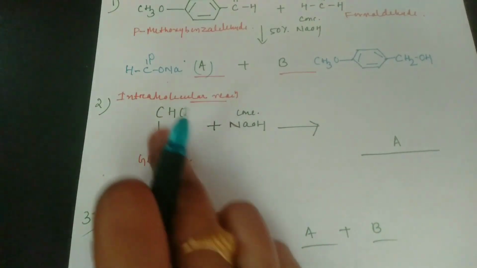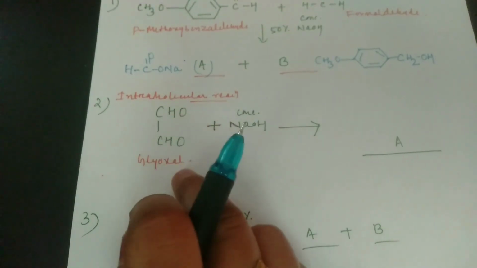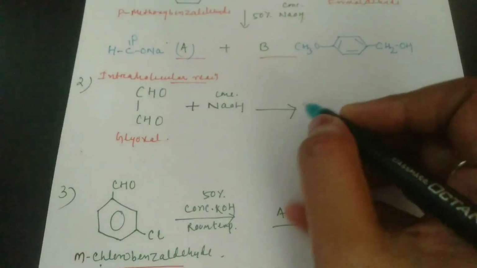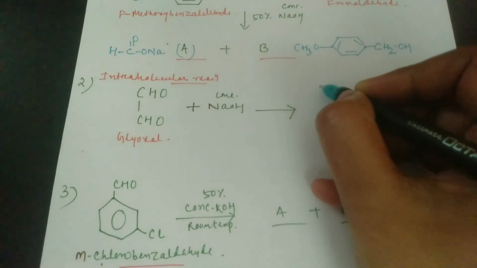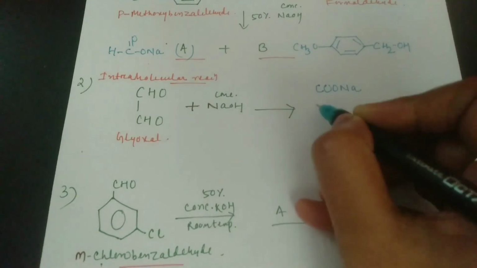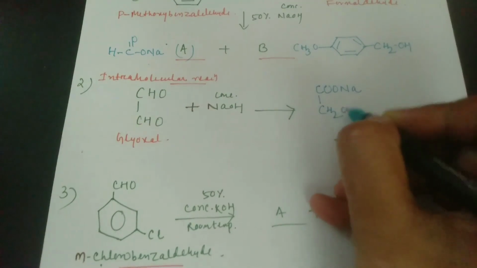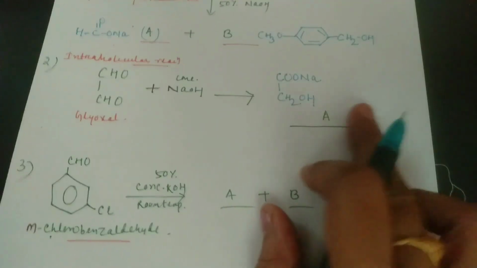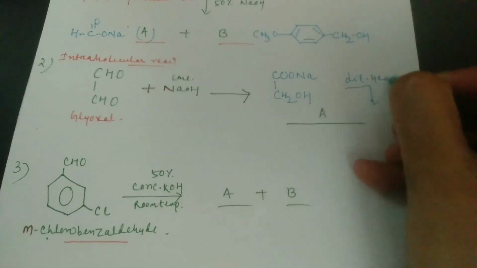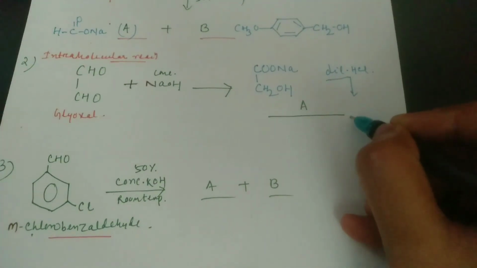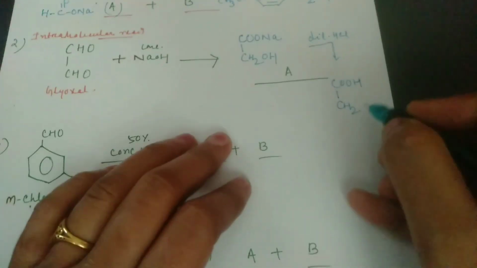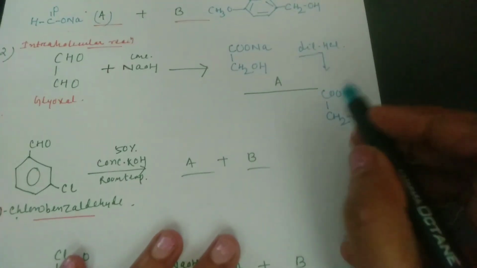Similarly, intramolecular reaction. Intramolecular reaction means within one molecule there are two aldehyde functional groups, where both oxidation and reduction take place. One will undergo oxidation, another will undergo reduction. Undergoing oxidation means it will form COONa, and another one will form CH2OH. Okay, this is your A product. And further, if you treat this with dilute HCl, then this becomes converted into your COOH, the acid, and this becomes CH2OH. Can you tell me what is the name of this compound?